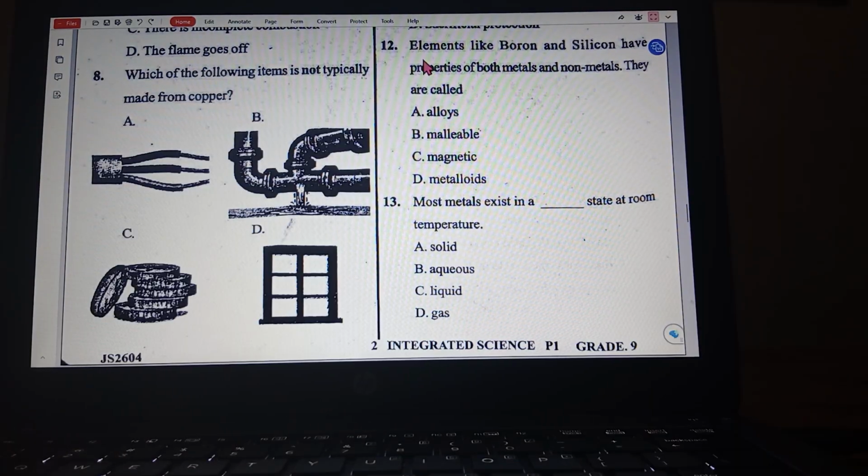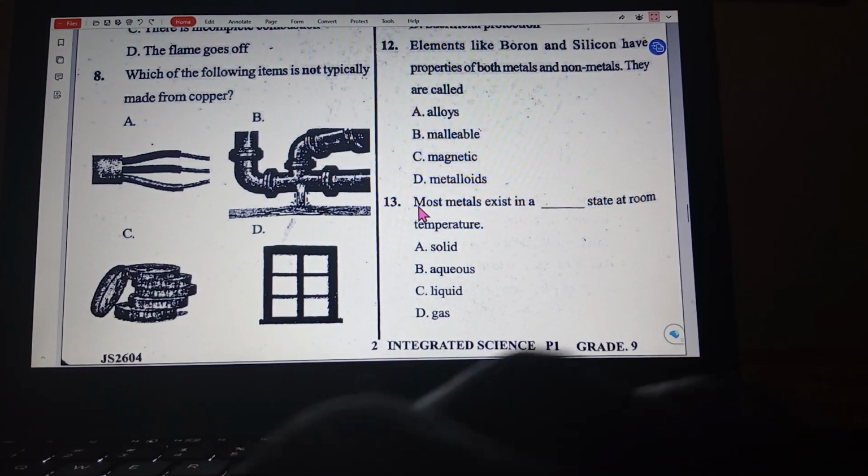Now, the next question. Elements like boron and silicon have properties of both metals and non-metals. They are called alloys? No. Malleable? No. Magnetic? No. They are called metalloids. So let us continue with question 13.